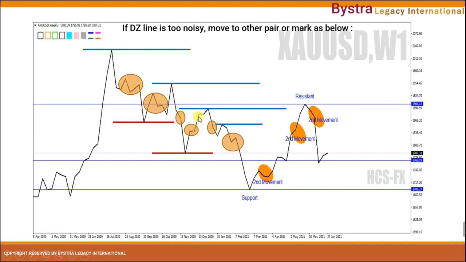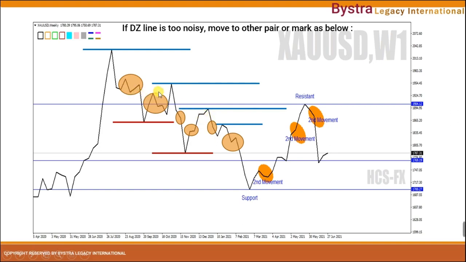So how to identify second movement? Well, there is no specific way to identify it. I just mark it this way. I would only take the ones that really stand out from the rest as my significant support or resistance. Doesn't mean that if I don't mark it, it doesn't have any reaction.